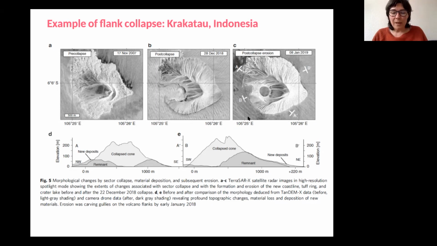And here you can see the collapse cone, how big it was, and the submarine part. So this is another process that is very dangerous and very hard to forecast. But maybe in a paper, they showed that there was a very slow movement anticipating the big collapse. So we need to monitor these volcanoes very, very carefully.